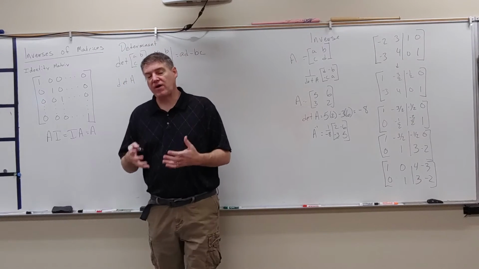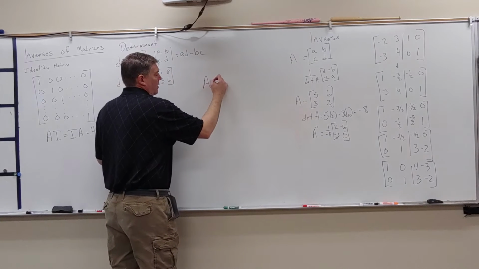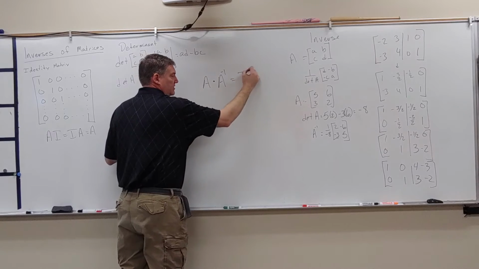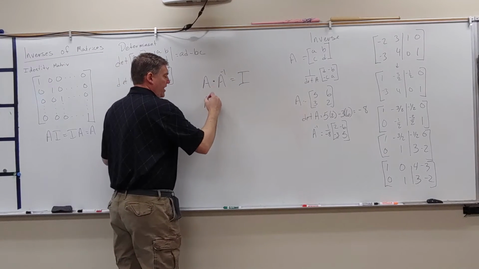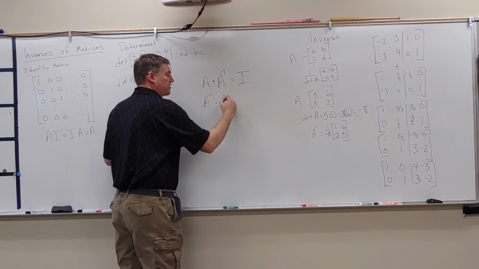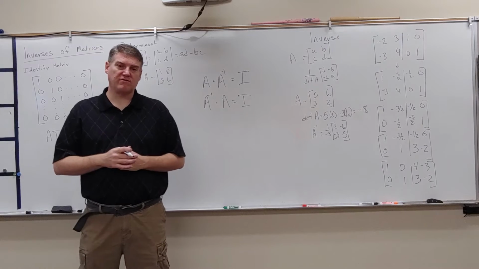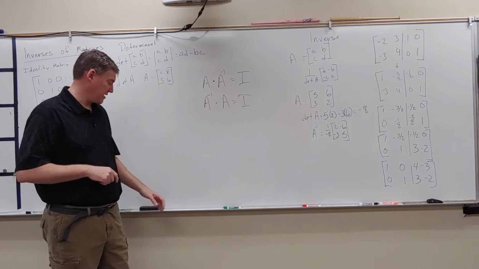So if I have A, and I'm going to multiply that by A inverse, that's going to give me my identity. Okay? Or if I have A inverse times matrix A, that's also going to give me my identity. So the product of my matrix and its inverse is going to get me back to the identity.